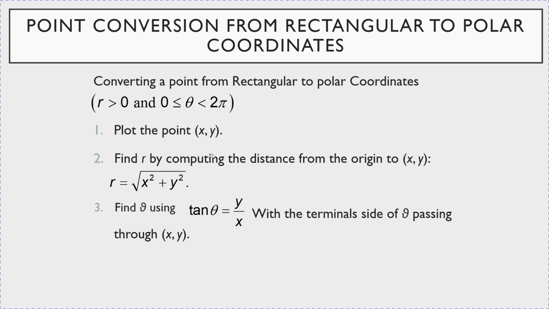So the first thing you're going to do to help you is plot the point x, y. Then find r by computing the distance from the origin to x, y. It's just the distance formula: our directed distance r is equal to the square root of x squared plus y squared. And then you're going to find our angle theta using tangent of theta equals y divided by x, with the terminal side of theta passing through x, y. All right, let me do an example here.